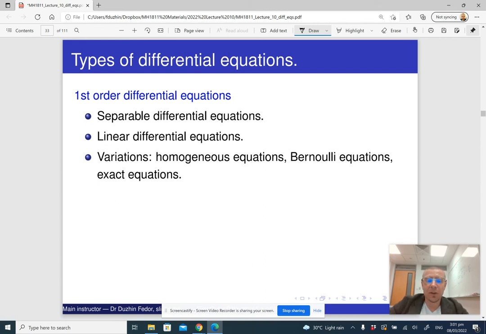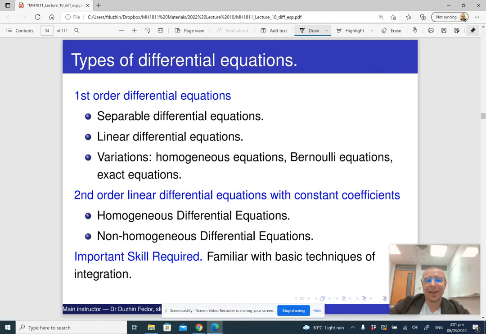But in our course, we are just going to look at a few types of differential equations that can be relatively easily solved in closed form. So there are separable differential equations and linear differential equations. We're going to learn them today, and in the remaining two lectures, we're going to look at homogeneous equations, Bernoulli equations, exact equations, and second order linear differential equations with constant coefficients.